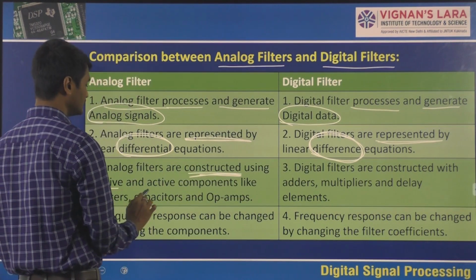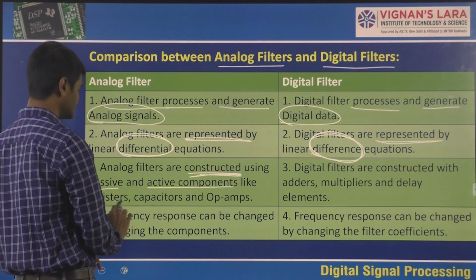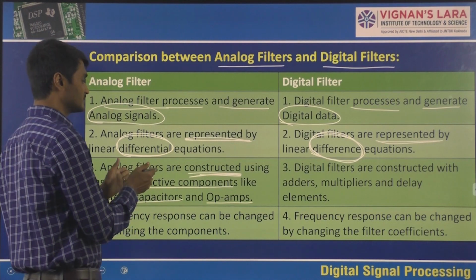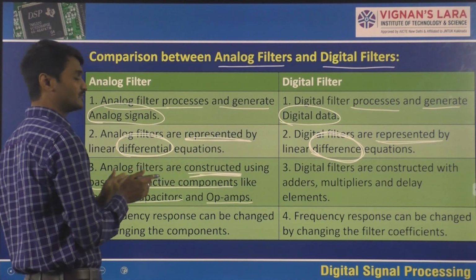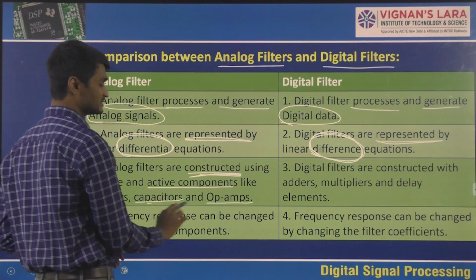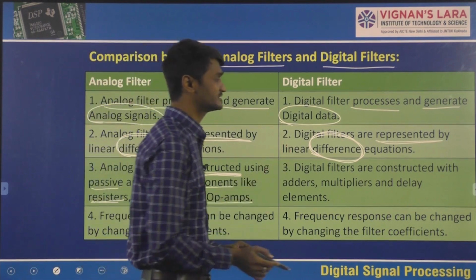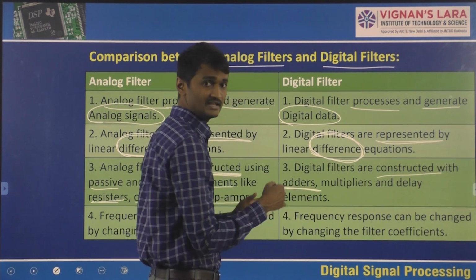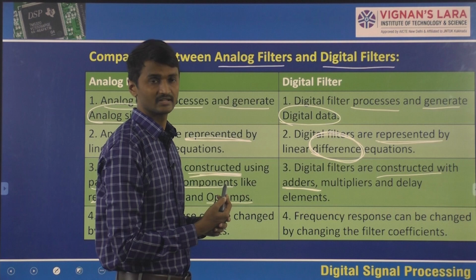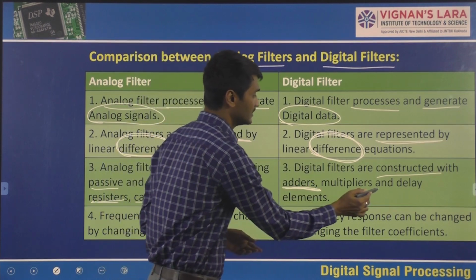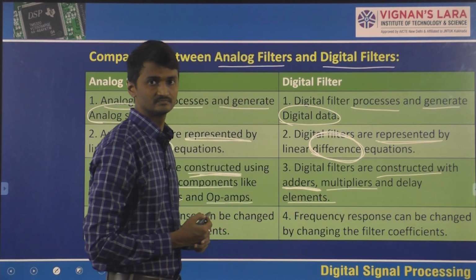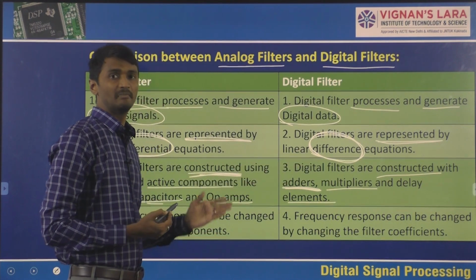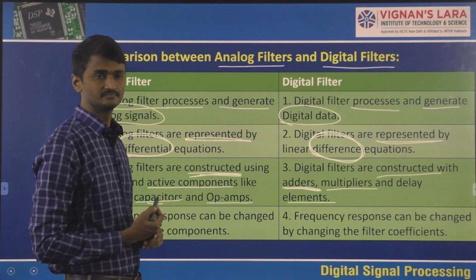Analog filters are constructed using passive and active components like resistors, capacitors, and operational amplifiers. Whereas digital filters are constructed with, as I mentioned earlier in the realization structures of digital filters, adders, multipliers, and delay elements.